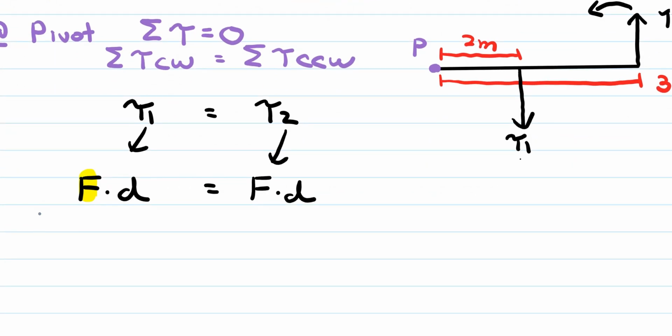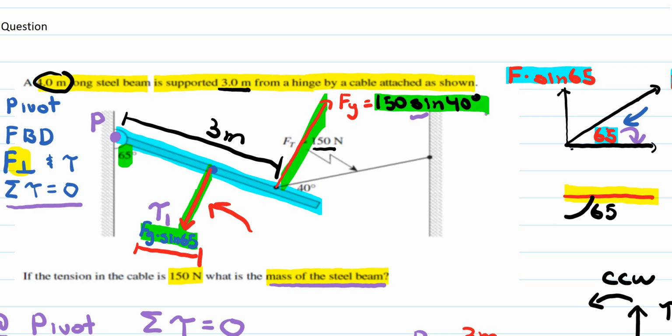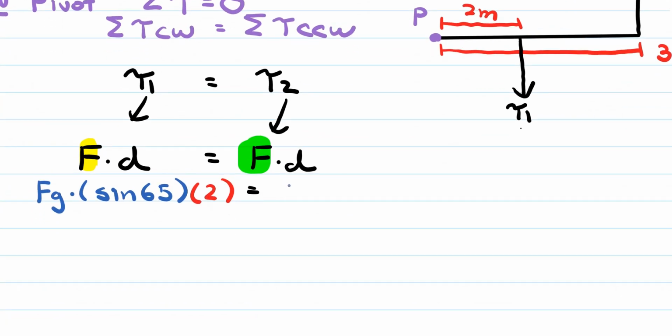So this is going to be Fg times sine of 65 degrees, and its distance is 2 meters from the pivot, equals the next force, which is this force right here in green. If I go back to my original diagram, I'm talking about this force right here, 150 times sine of 40 degrees. So this is going to be 150 times sine of 40 degrees. And that is roughly 3 meters from the pivot point.